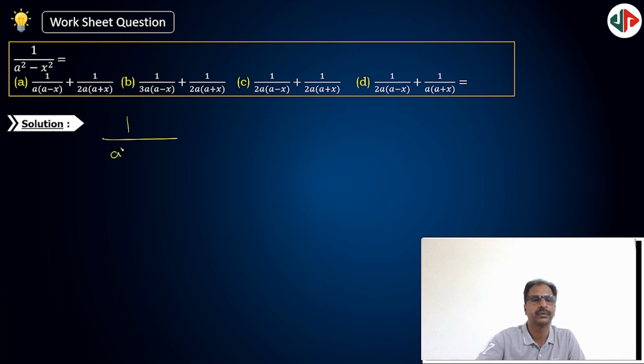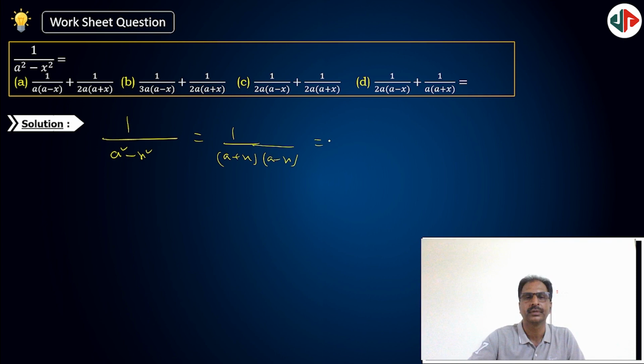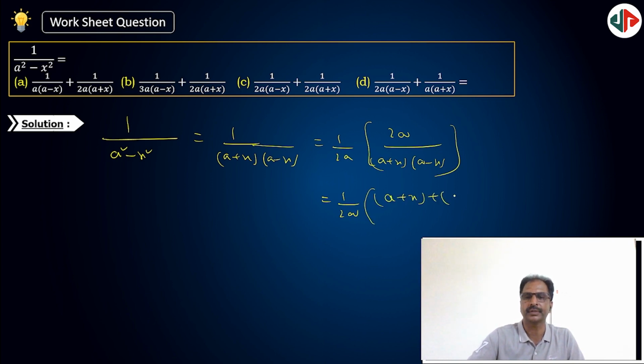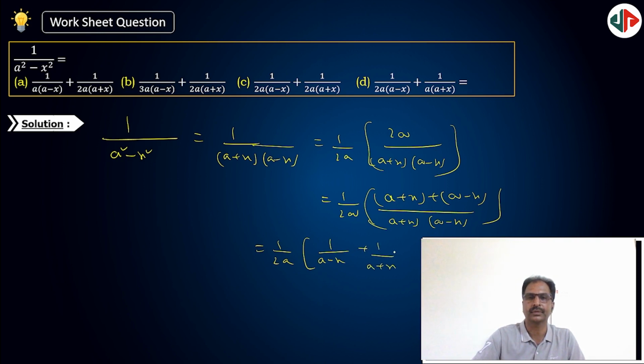Next, 1 by (a square minus x square) can be written as 1 by (a plus x) into (a minus x). This can be written like this: 1 by 2a into 2a by (a plus x) into (a minus x). So multiply and divide with 2a. And the 2a can be written as (a plus x) plus (a minus x). So this is 1 by (a minus x) plus 1 by (a plus x). Option C.